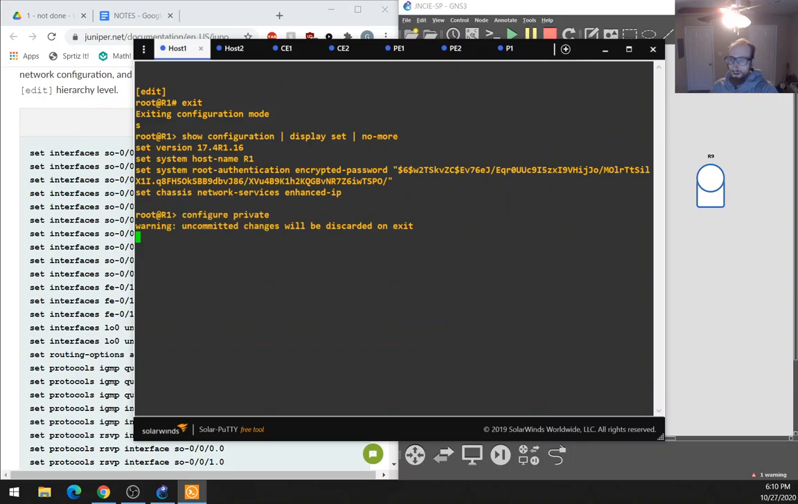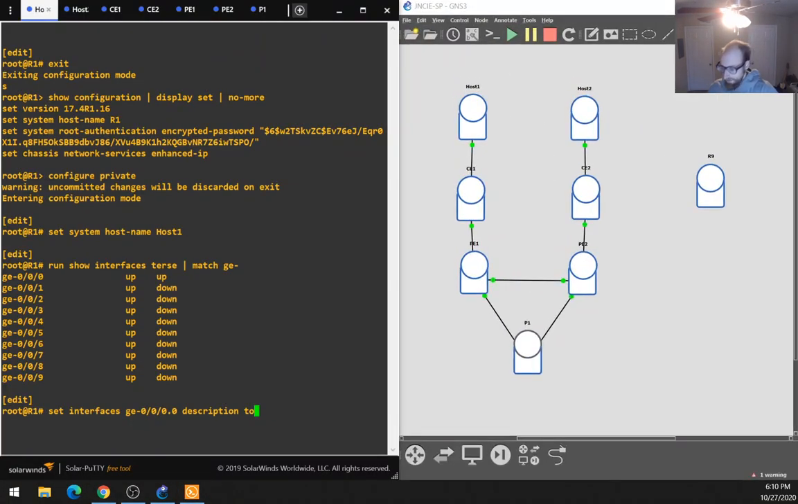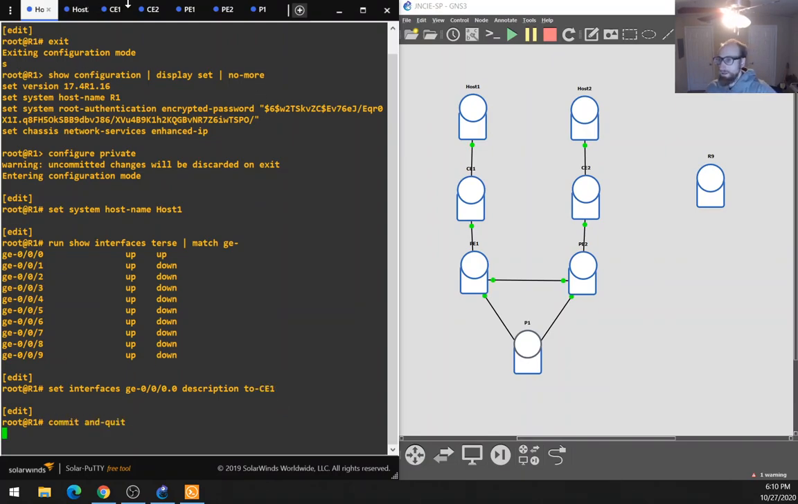Alright, so let's set system host name, host 1, perfect. So next step is going to be to add a description. Let's figure out which interface is up. Okay. And this is going to be to CE1, I believe. I'll check. Yep, CE1. To CE1. Okay, moving on.